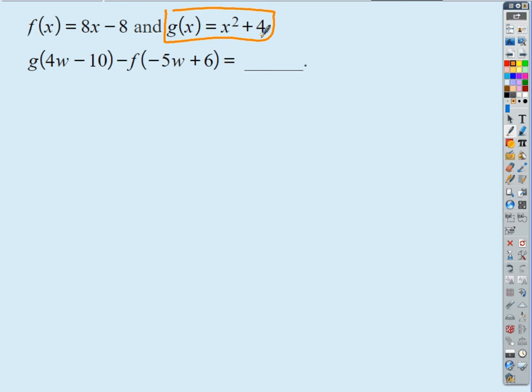Now that's a little bit complicated. You got to be careful with that, but we just have to simplify that algebraic expression, right?